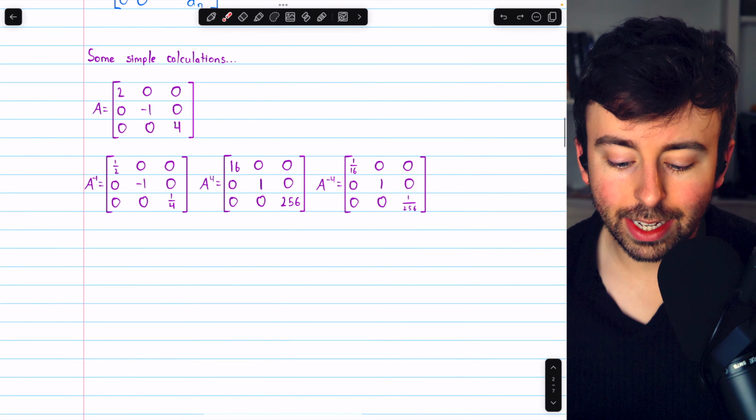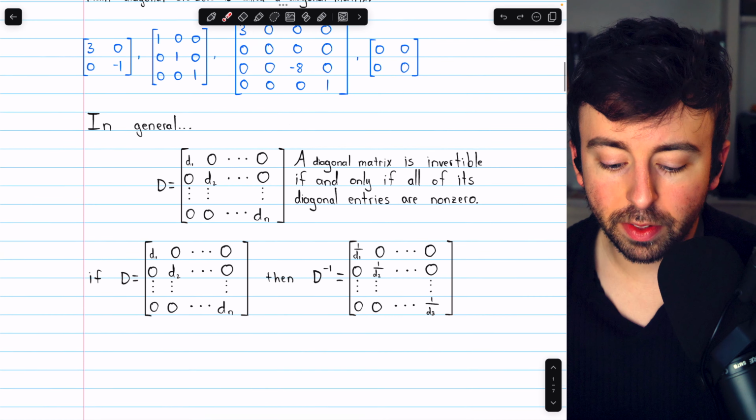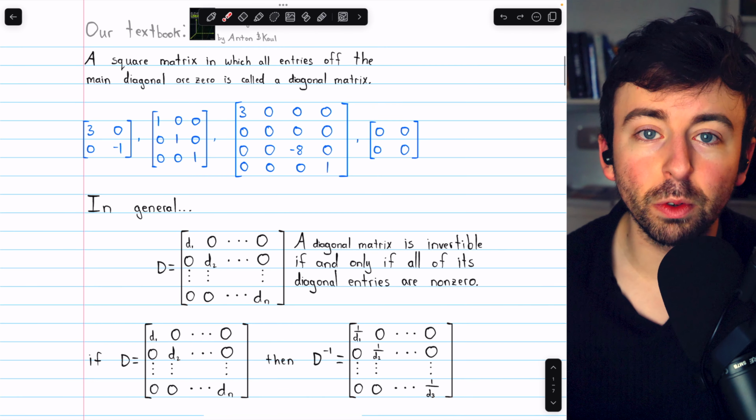So that's what a diagonal matrix is, as well as some of their nice, interesting, and useful properties.